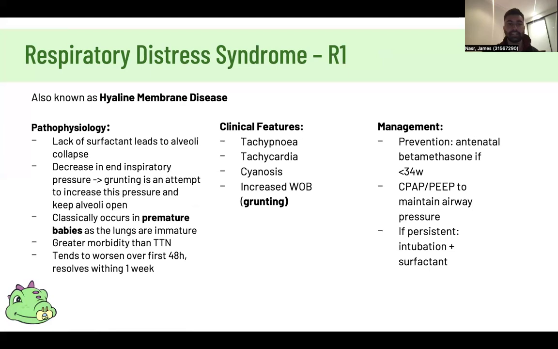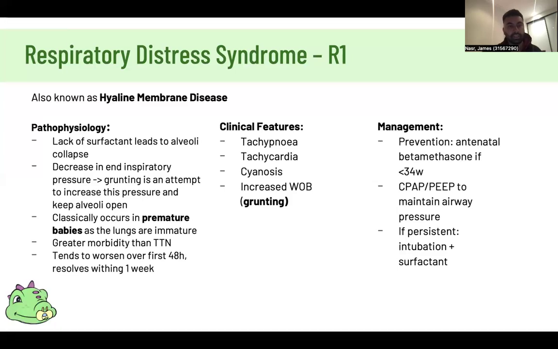So the pathophys is essentially a lack of surfactant leading to alveoli collapse. And as a result, you get a decrease in end inspiratory pressure. And the physiological response to a decrease in end inspiratory pressure is to grunt. And that essentially is an attempt to try and keep the alveoli open by increasing the end inspiratory pressure. So grunting is quite characteristic of RDS in neonates.